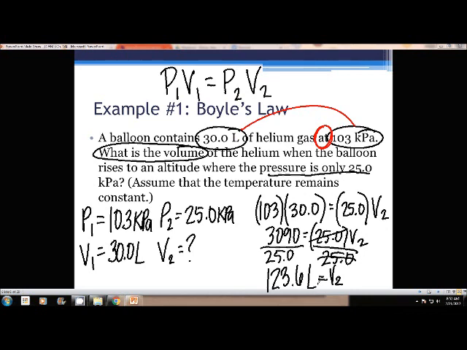And then we had to know how to round to sig figs, so you look back at the original problem and the numbers in the original problem. We need to round to 3 sig figs. So we're going to have 123, or I'm going to round it to 124 liters. Okay? And that's it.